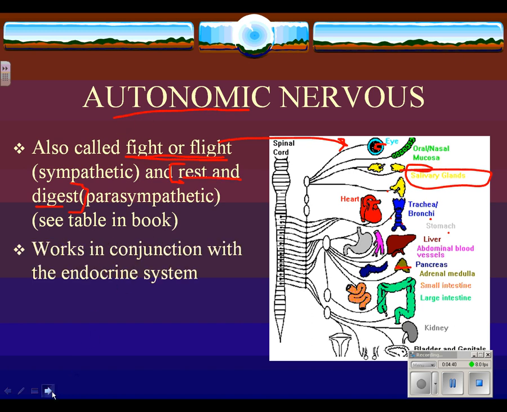The autonomic nervous system works in conjunction with the endocrine system, and we'll talk a little bit more. The endocrine system, we haven't talked about yet, would be hormones. We've already mentioned one, adrenaline, or the adrenal gland.